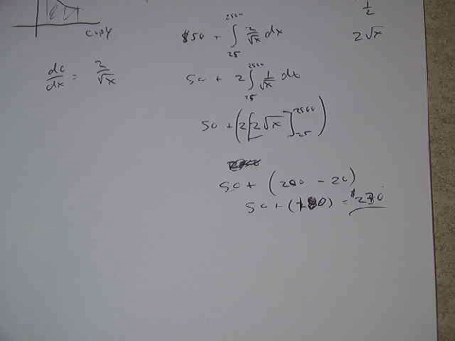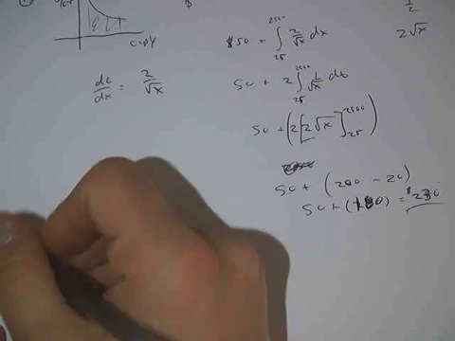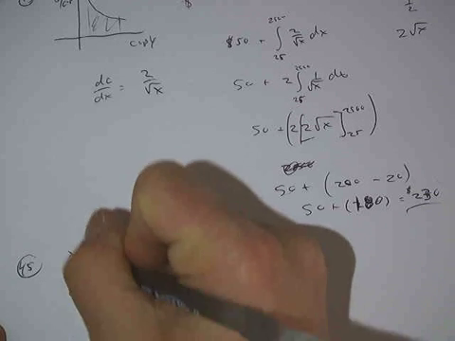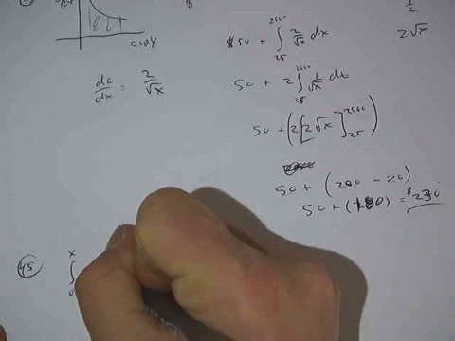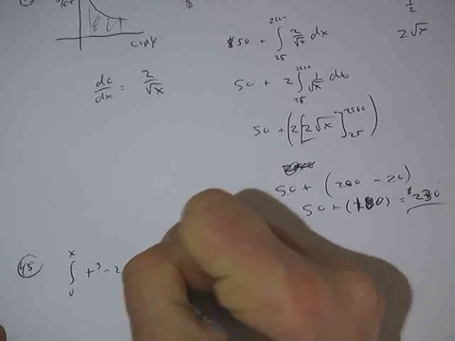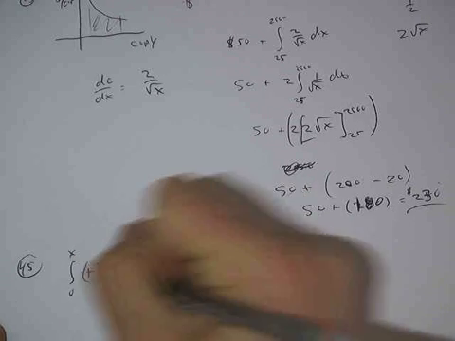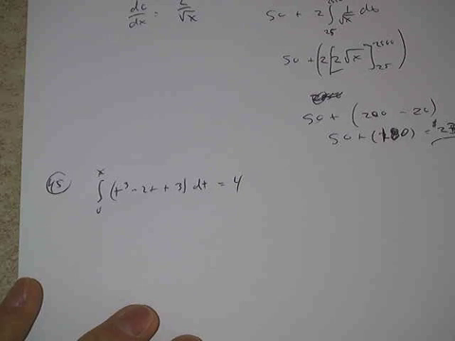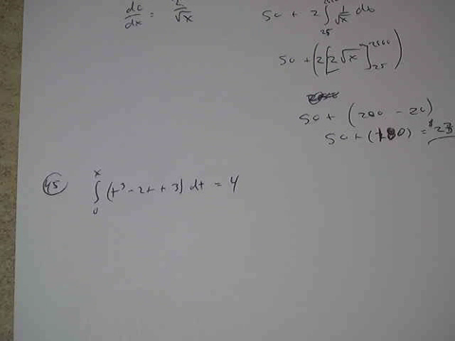45. And 45, we have to solve. We have an integral expression from 0 to x of t cubed minus 2t plus 3 dt. It tells us that equals 4, and ultimately we want to solve for x here. So we have a variable in the upper limit of the integral.